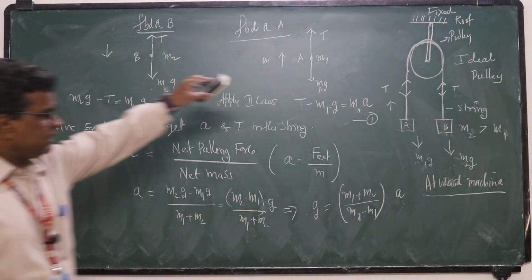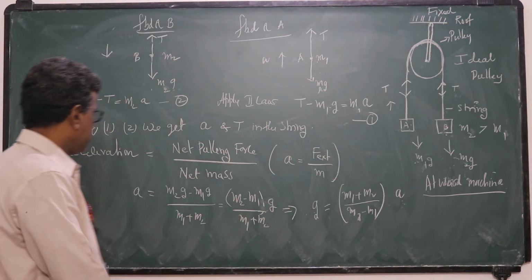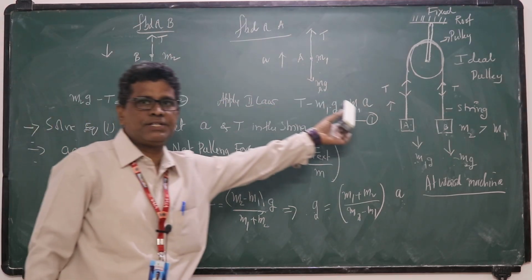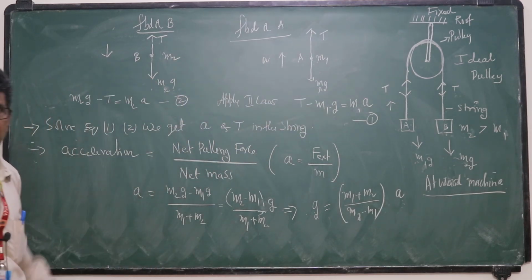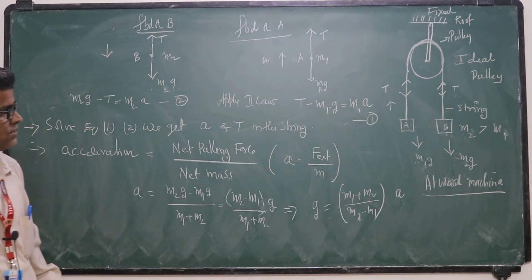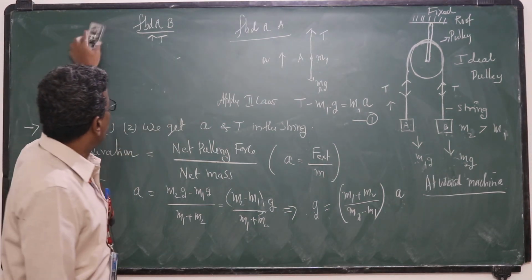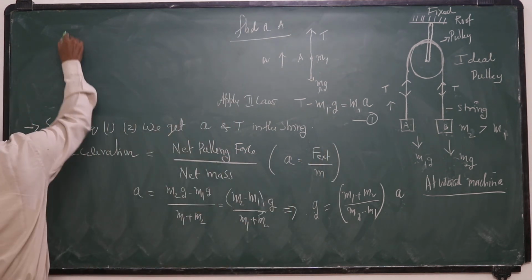Then, I want the tension in this string. How do you calculate tension in this string? By substituting this value in this expression, either of the equations. You can substitute in equation 1 or in equation 2. That is your wish. You will get the tension in this string. Let us see how I will get this tension. Now I will substitute in this equation. Okay? So I want tension.